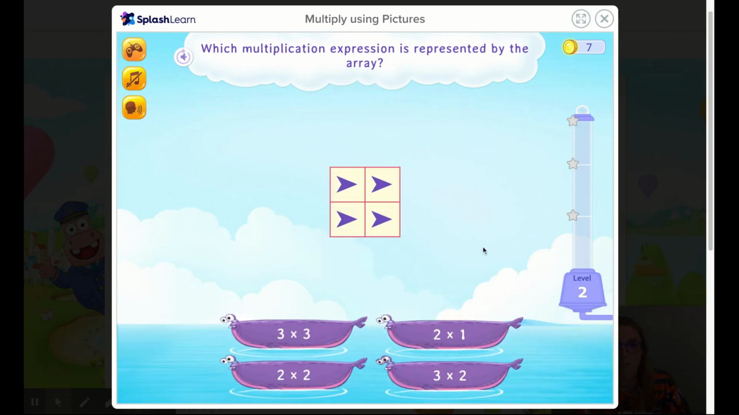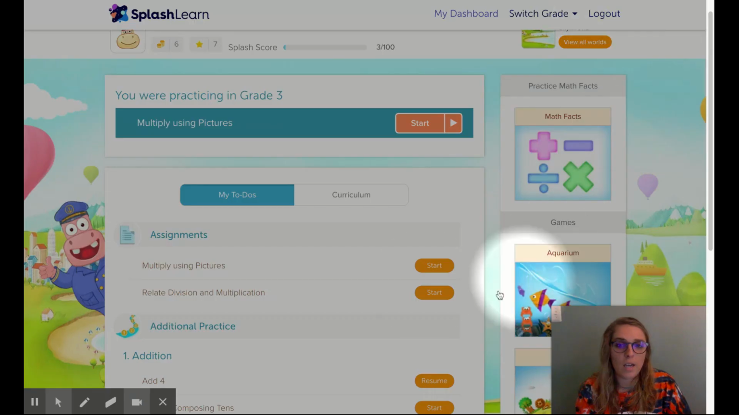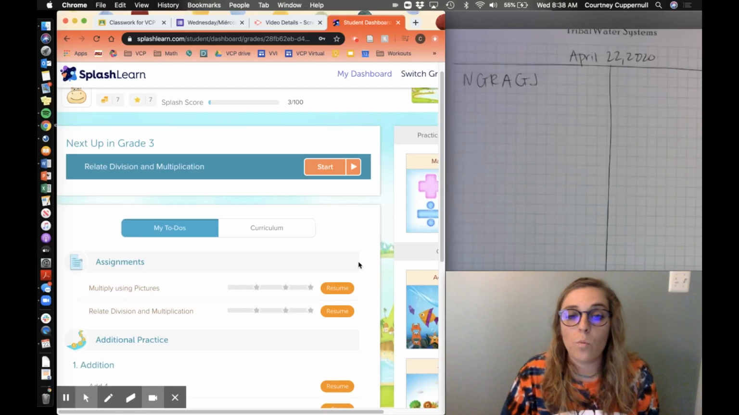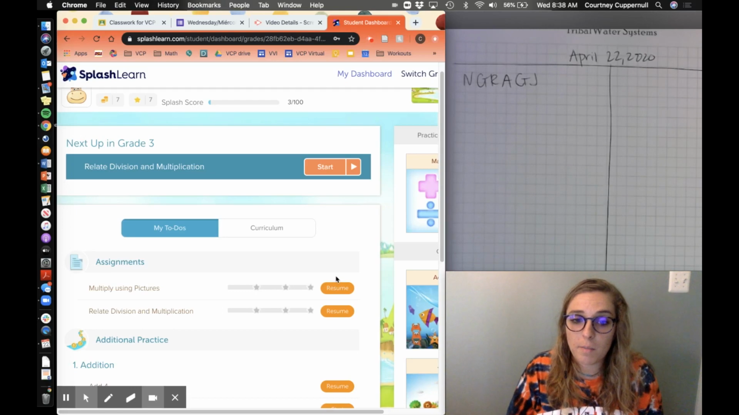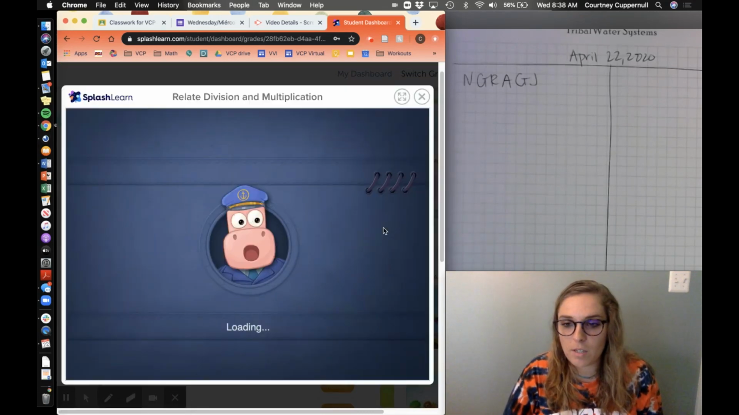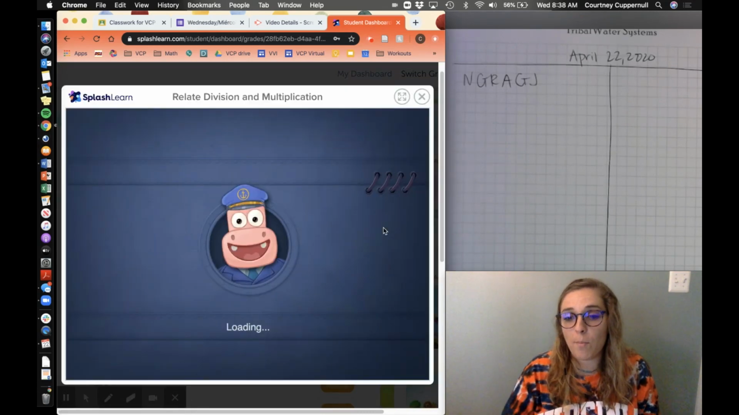Which multiplication expression is represented by the array? And then you'll keep going. The goal is to earn as many coins as possible because when you earn coins, you can spend them on changing the world and fun things like that. So once you level out and you get your complete, it'll automatically take you to the next assignment, which is relate division and multiplication. So once you finish your multiply using pictures assignment, this won't say resume anymore because you'll be done. You'll go to relate division and multiplication. When you get to this assignment, these are the types of things that you might see. I'm going to walk through a couple practice problems with you.